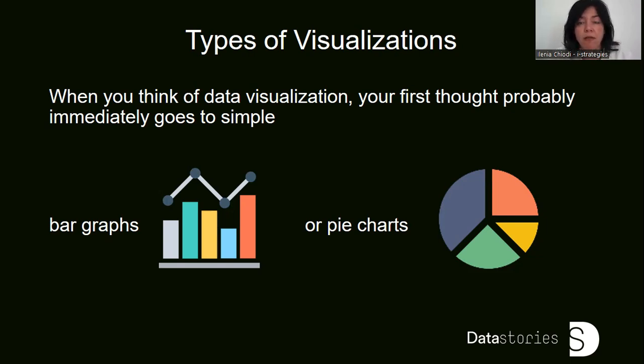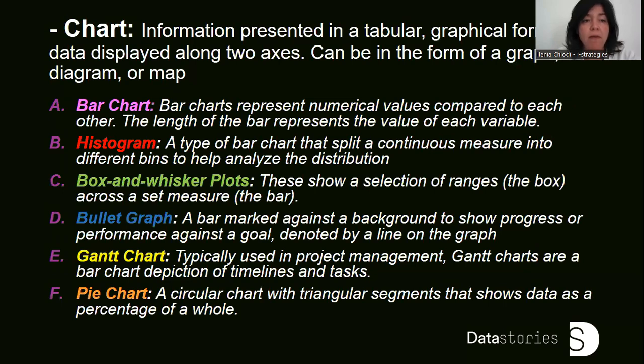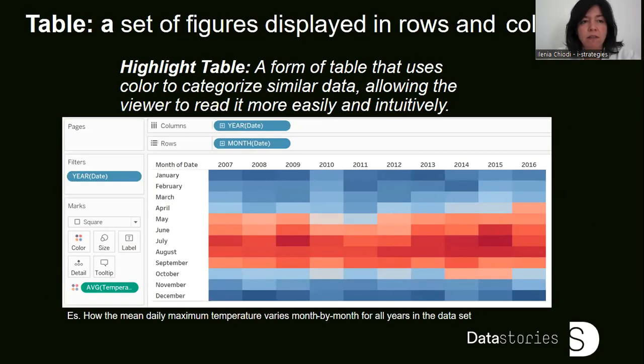General types of visualization are, for example, charts. In a chart, the information is presented in a tabular graphical form with the data displayed along two axes, and it can be in the form of a graph, diagram, or map. You can have a bar chart, histogram, box and whisker plots, bullet graph, Gantt chart, pie chart. Another general representation is the table.